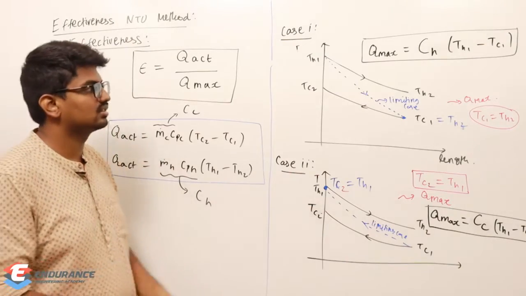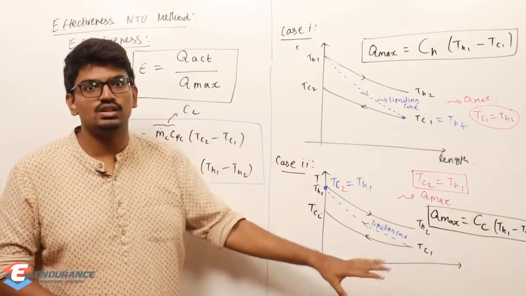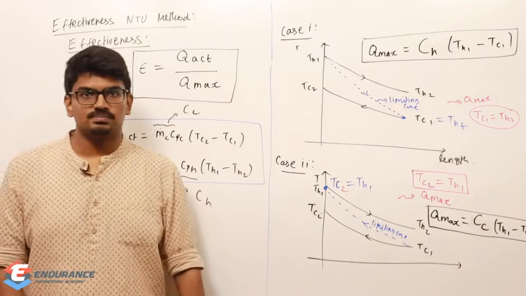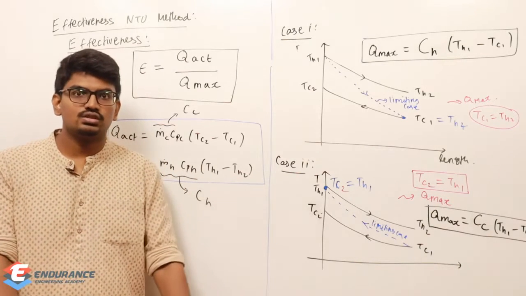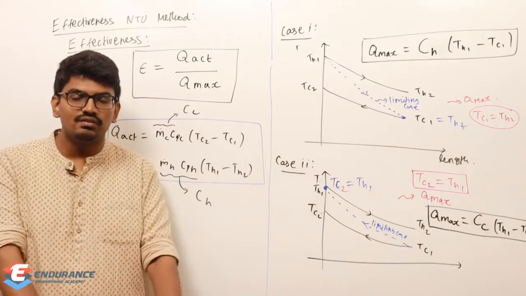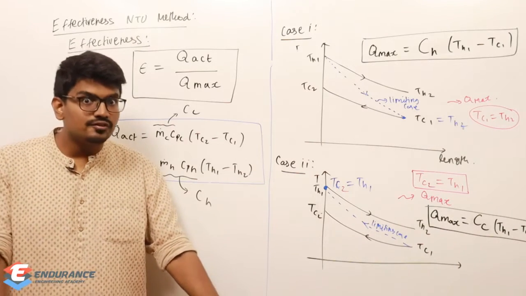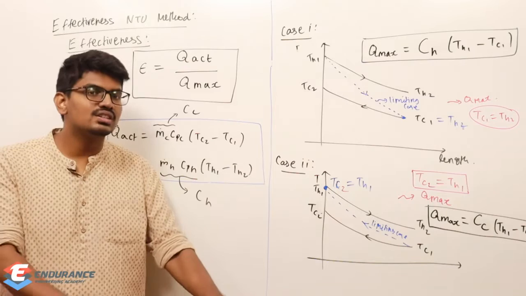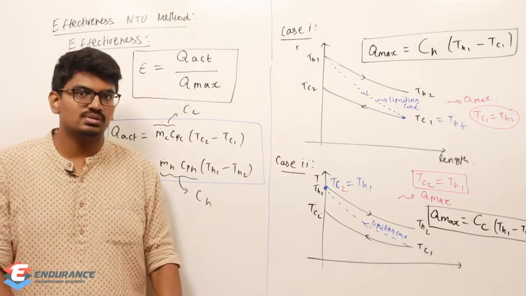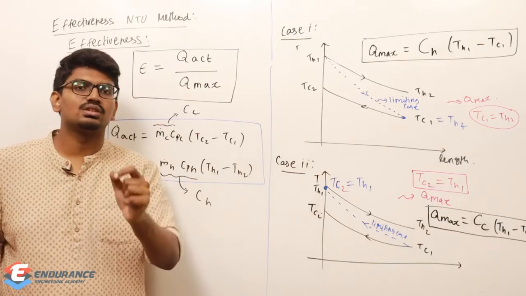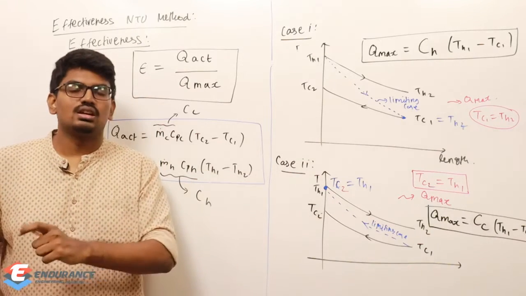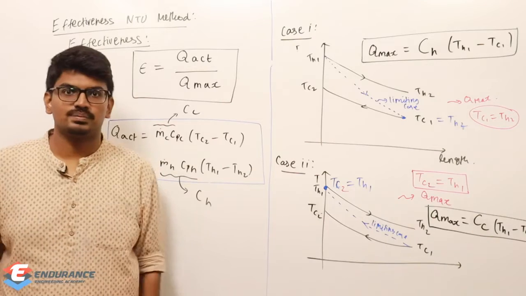But the question is, out of these two, which one do I actually need to use for solving this problem? Don't think that they will be telling you whether it is case 1 or case 2 in the problem. They will never mention it. You need to figure out which one to use out of the two possibilities. What is the maximum possible heat transfer? I need to figure that out.